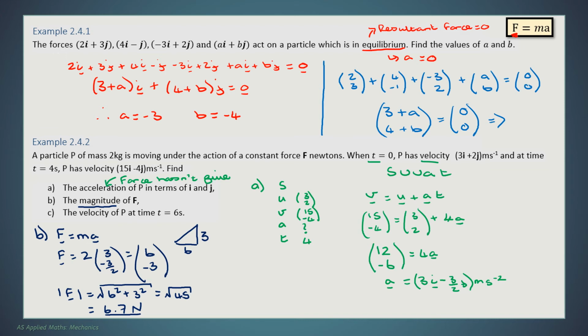Okay, it's good practice, especially in mechanics, to get into the habit of giving your answer in exact format. By exact format we mean surds or fractions, and then giving your answer to 2 significant figures following that. So that is a good practice to get into.